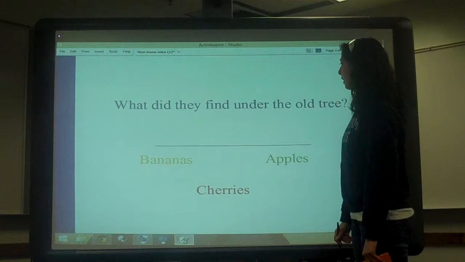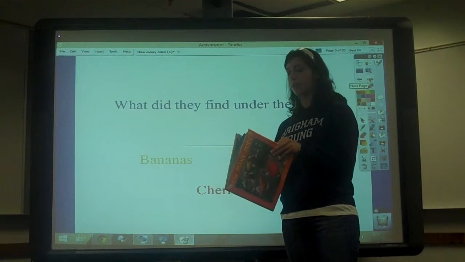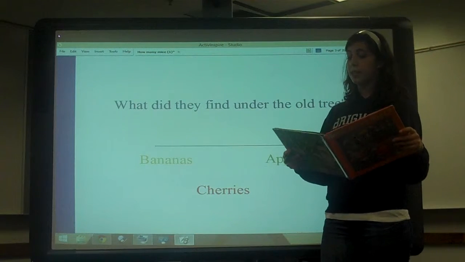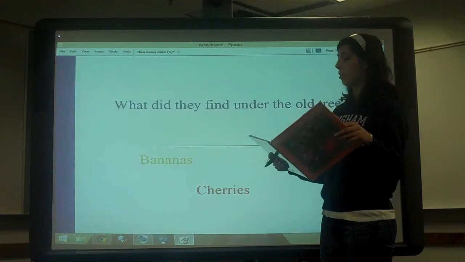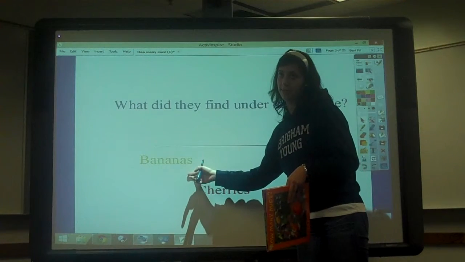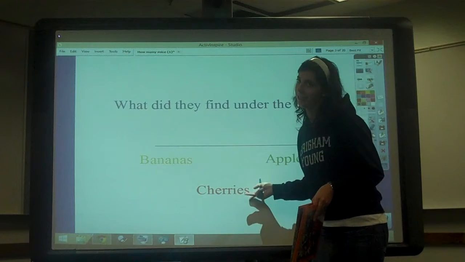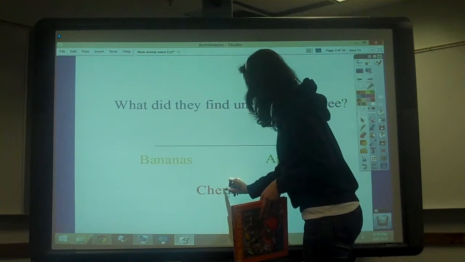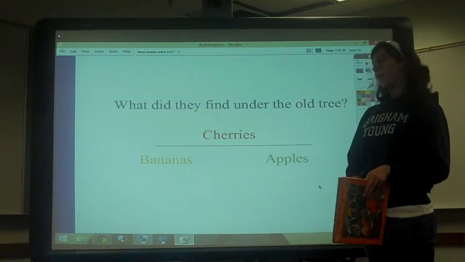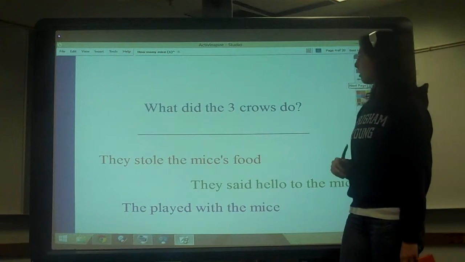What did they find under the old tree? So let's see what the mice found under the old tree. They found some cherries under the old cherry tree, 1 for each. Okay, so did they find bananas? No. Did they find apples? No. Did they find cherries? Yes, they did find cherries. So I'm going to drag the answer cherries over the line. Okay, now you are going to give me the answer.